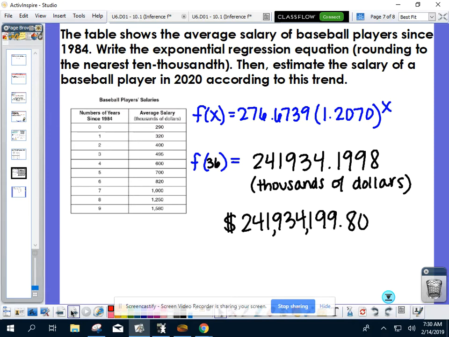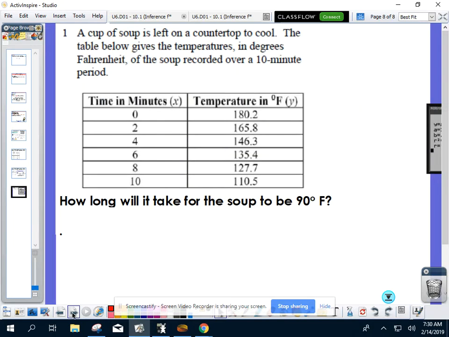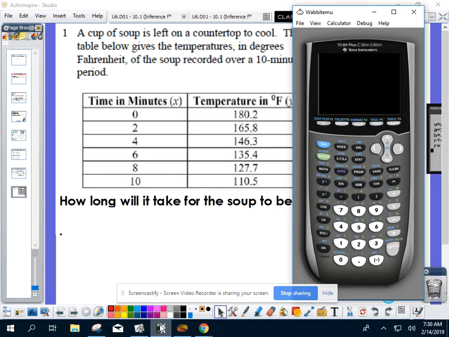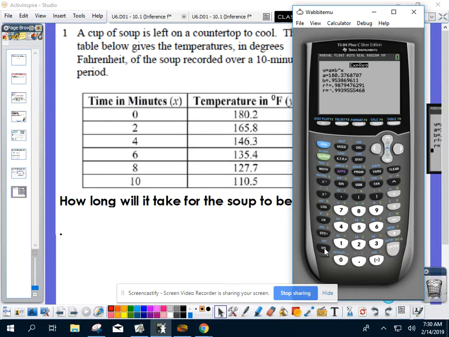Let's look at our last example together. This one is talking about the temperature of a soup cup that's left on the countertop. And you'll notice that that temperature is decreasing, so this would be a good example of exponential decay. We'll enter those into our calculator, into both L1 and L2. So stat edit, and I went ahead and entered those in.